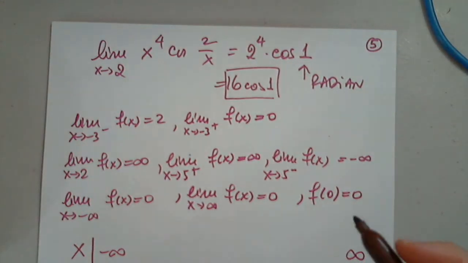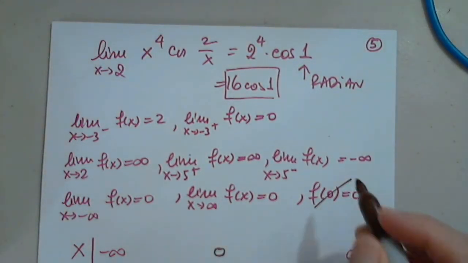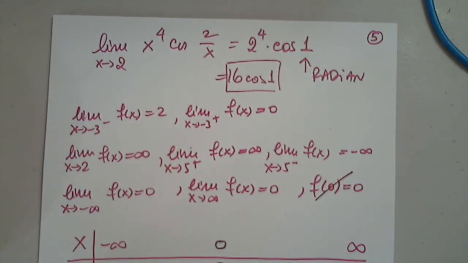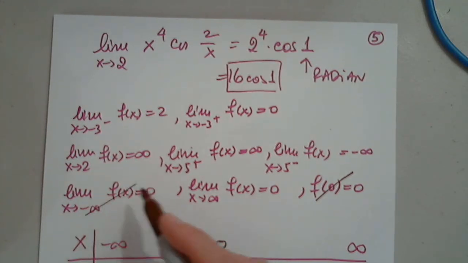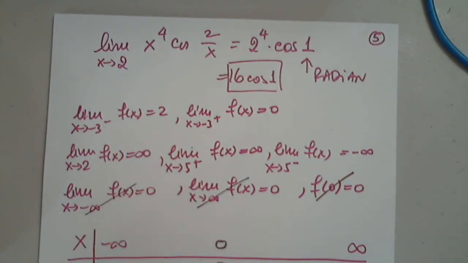I will start with f of 0 equals 0. You don't have to cross it out like that, I just want to make a point. The limit as x approaches infinity is 0, and the limit as x approaches -infinity is also 0, which means y equals 0 is a horizontal asymptote.